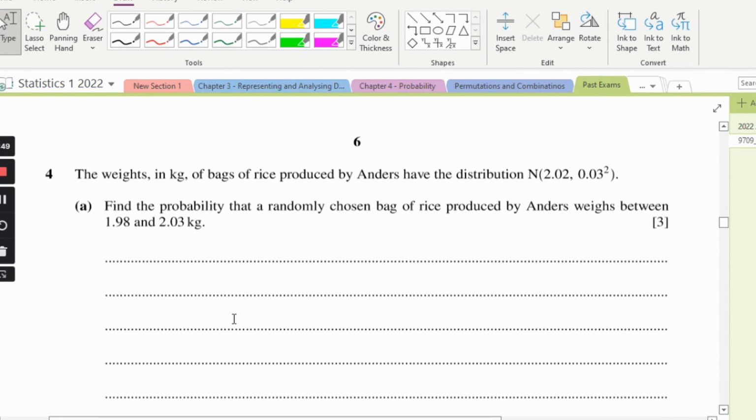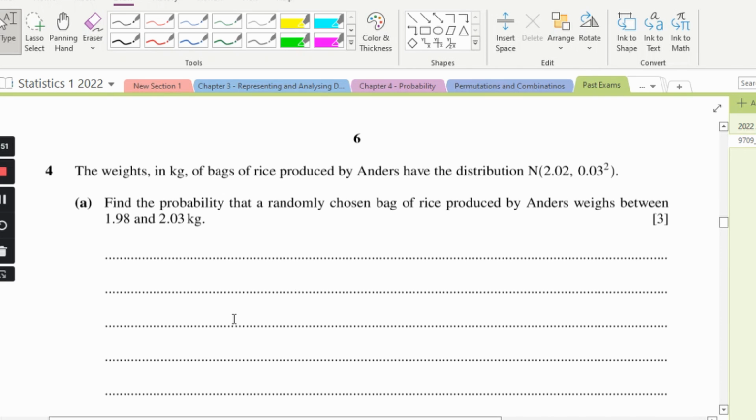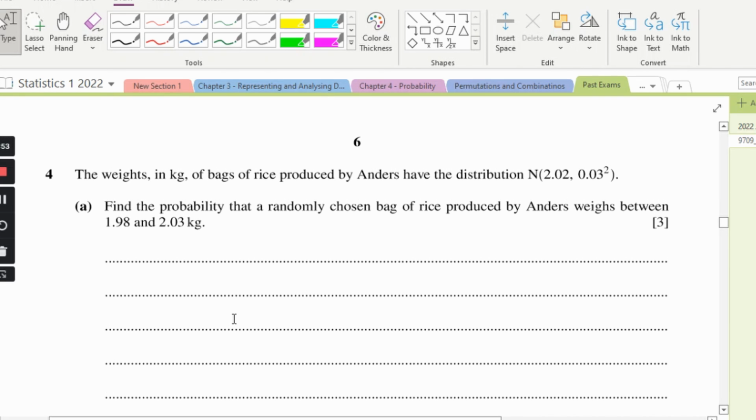Okay, this is a good one to do. So this is normal distribution, because we've got this in here. Okay, so what is this 2.02 meaning, Bethany? Good. And the standard deviation is therefore 0.03. Okay, variance is 0.03 squared.